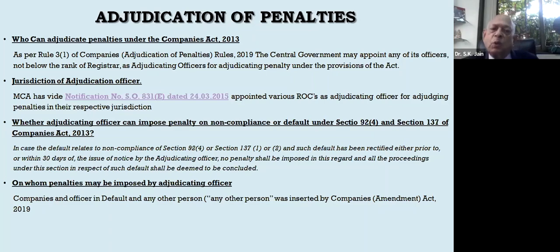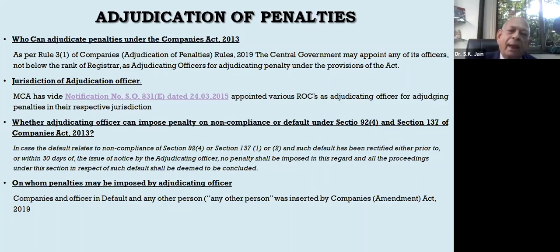So you have to go through section 454 as well as the rules 2019. Now, what is the procedure? As per Rule 3.1 of the adjudication of rules, the central government may appoint any of its officers not below the rank of registrar as adjudication officers for adjudicating penalty under the provisions of the Companies Act 2013.